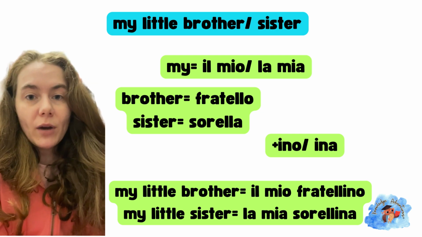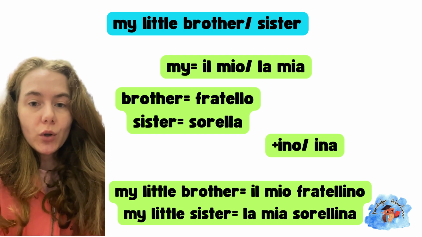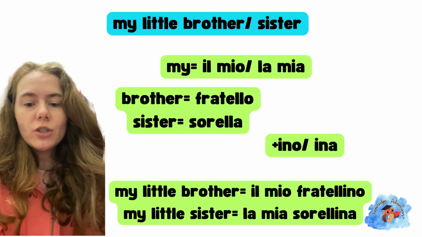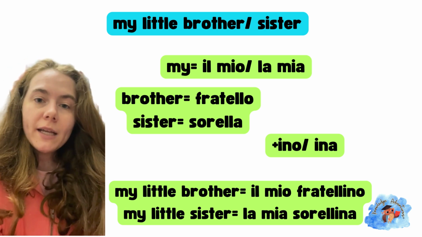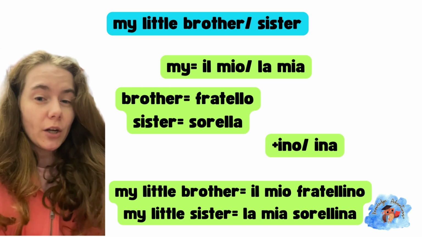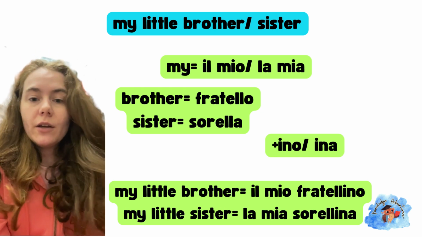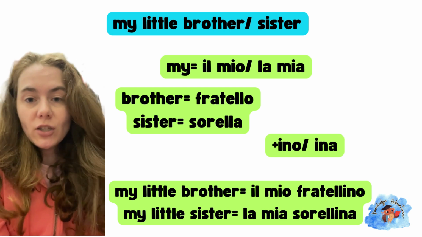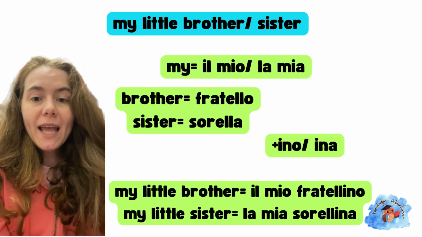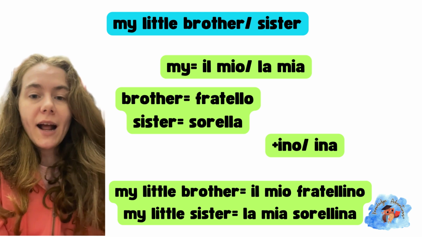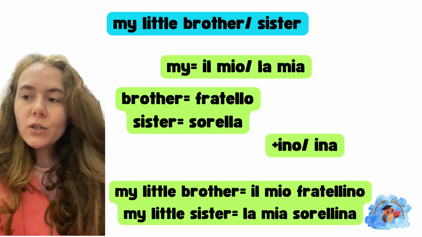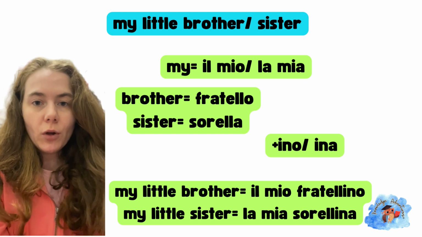Then you have to know how to say brother, fratello, sister, sorella. Now that I have those two, I've got to know how to say that they're younger. Because we have my, we have brother, we have sister, but how do you say that they're younger? Well, you actually can do this in Italian without adding in another word. You can just change the ending to I-N-O for the guy or I-N-A for the girl. By adding this little part to words, it means that it is smaller or younger.